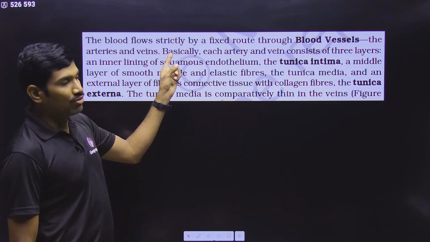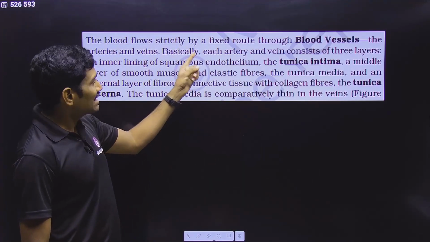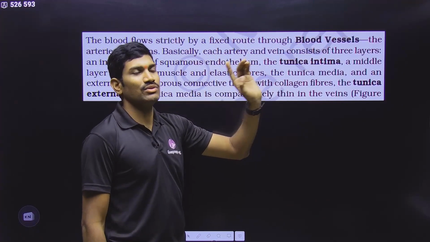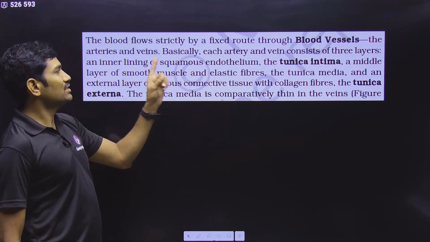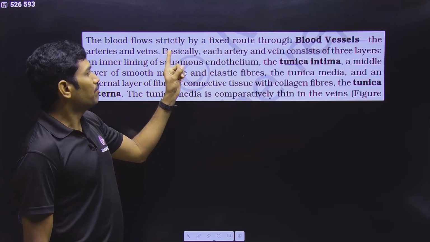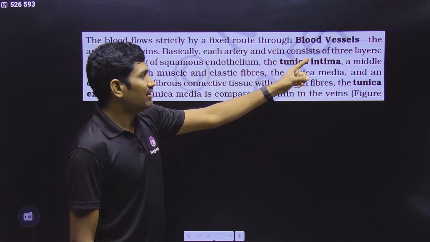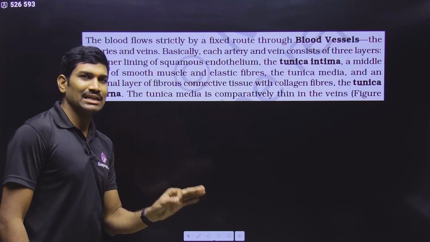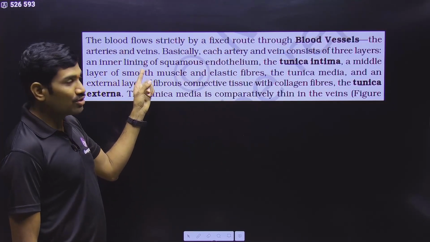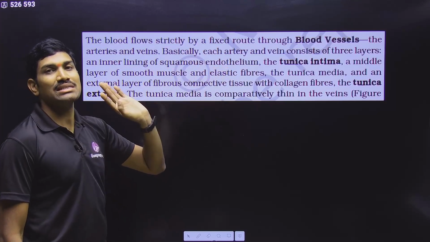Next one, the blood flows strictly in a fixed route through the blood vessels. Because of the blood vessels, it is always moving in a fixed route. Next one, what are these blood vessels? Arteries and the veins. These are the blood vessels. Basically, each artery and vein consists of three layers. Whether it is artery or vein, basically it has three layers. What are those? The innermost lining has squamous endothelium.